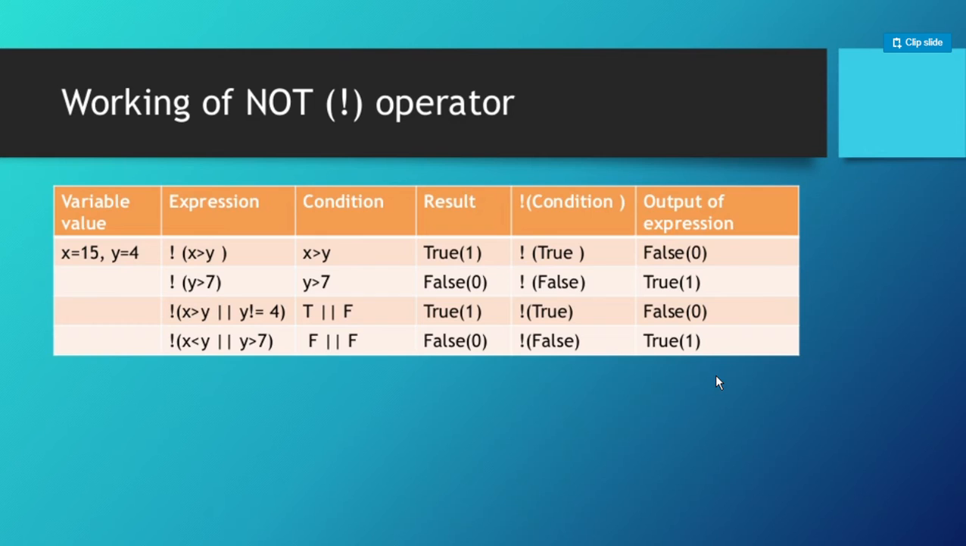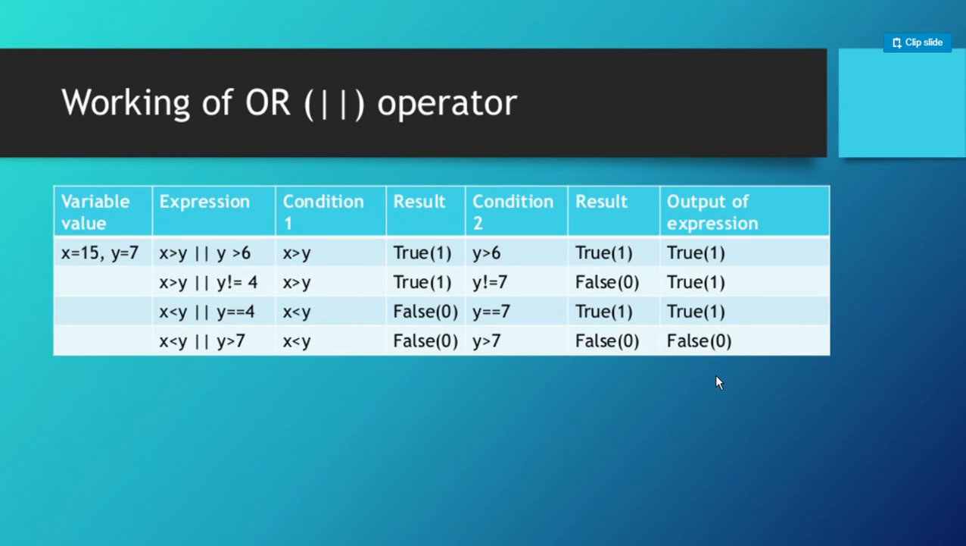For the not operator, similarly, you can see the same expression is given, and the output is expressed in true and false also. Now, logical OR: the logical OR operator combines two expressions, which make up its operands. The logical OR operator evaluates to true if either of its operands evaluates to true.